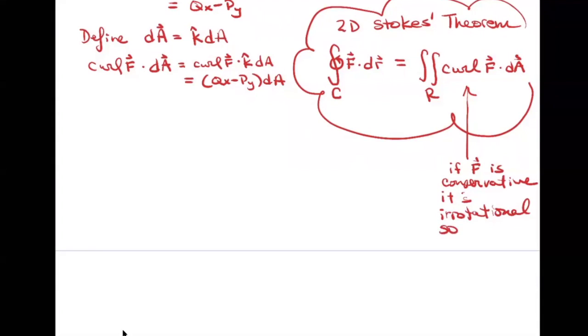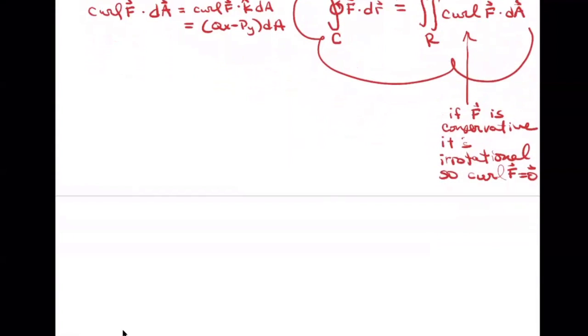So the curl of the field is 0. Can you read that? Curl of the field is 0 for a conservative field.